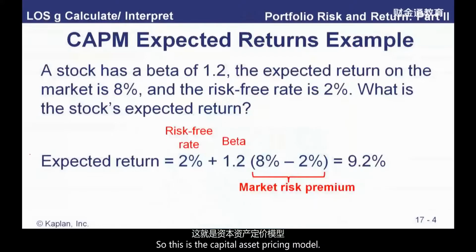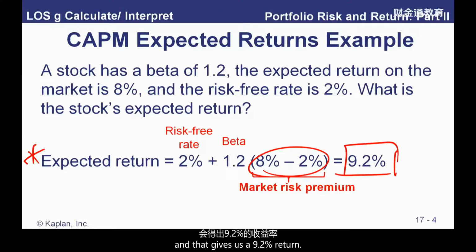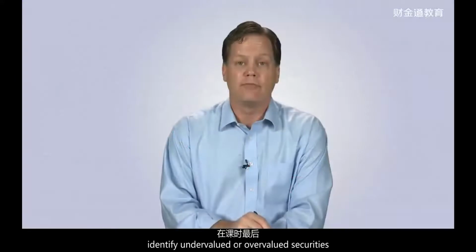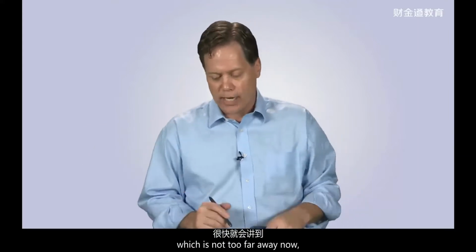So this is the capital asset pricing model, okay, and you should be able to do this in your sleep. There's the one little thing down here. Did they give you market risk premium, or did they give you the return on the market? You have to be able to interpret the data, but that gives us a 9.2% return. That is the required return, or the expected return in equilibrium. And we're going to use this to identify undervalued or overvalued securities right at the end of this reading, which is not too far away now.